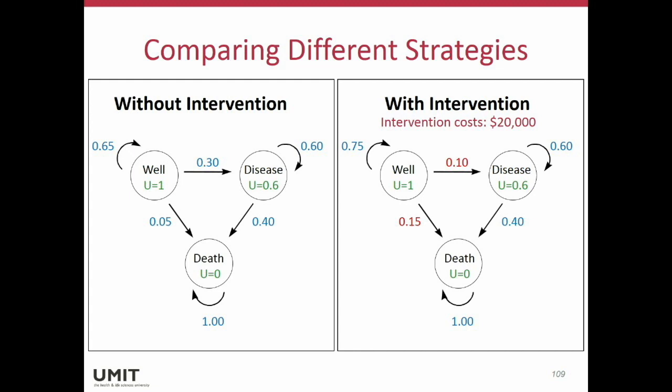So from what you see now, just from the model, from the numbers that I give you, who would go for the intervention and who would rather not have the intervention? Maybe not taking into account the cost, but only thinking about the health effects. So hands up, who would rather have the intervention? Who would go for without intervention?